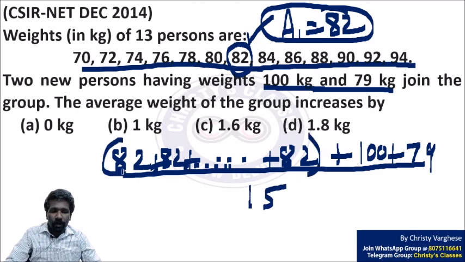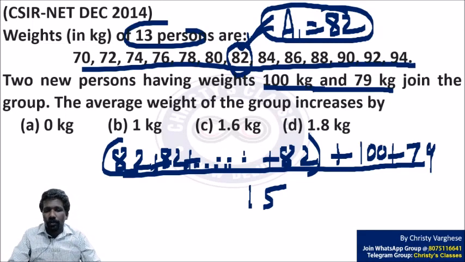This 82, 13 times is there, that's the meaning of 13 people's average is 82. So 82 into 13 you will do, or 13 into 82 you will do. Instead of that I am just writing 82 plus 82 plus 82 plus up to 82, just to make you understand. This step is also unnecessary.